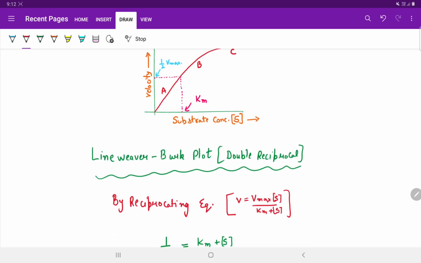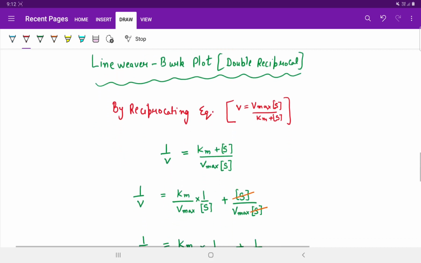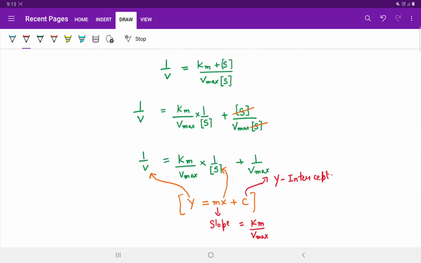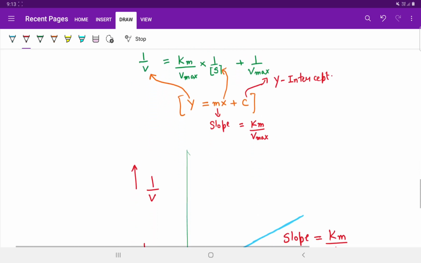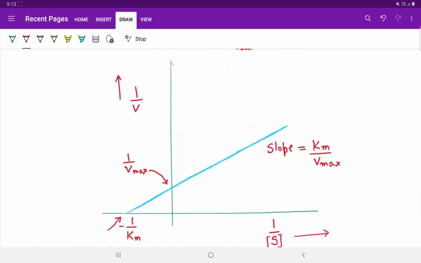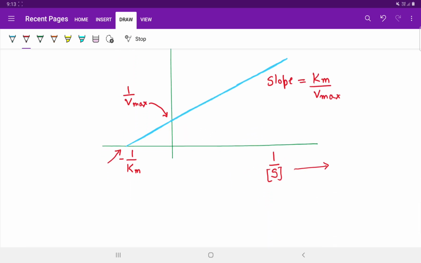Whereas in order to calculate the value for Km, a double reciprocal plot is obtained known as Lineweaver-Burk plot, and by reciprocating this equation, we can easily calculate the values and then put them into the straight line equation that helps to obtain this graph, from which the slope gives Km upon Vmax and the y-intercept gives the reciprocal of Vmax. And by extrapolating the graph on the negative side of the x-axis, it gives us the value for Km. So I hope now the enzyme kinetics are clear to you.